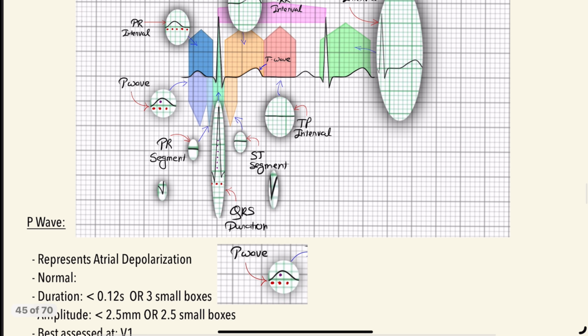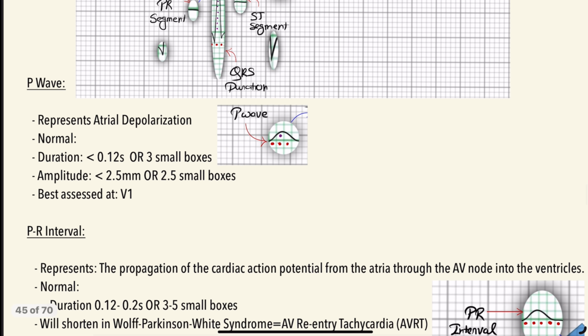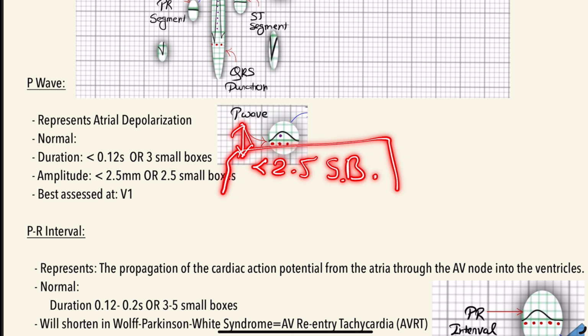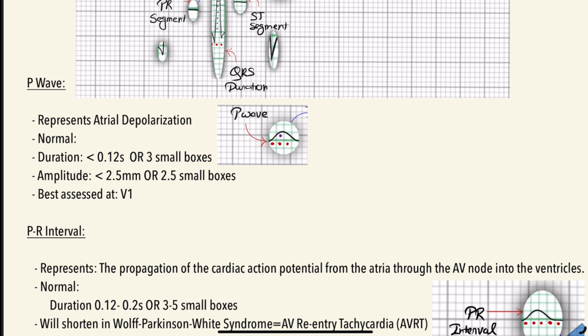Starting with the P wave, which signifies atrial depolarization. The normal duration of the P wave should be less than 0.12 seconds, or fewer than 3 small boxes on ECG paper. The normal amplitude should be less than 2.5 mm or 2.5 small boxes. If the duration and amplitude exceed these normal values, it suggests that the ECG is abnormal.